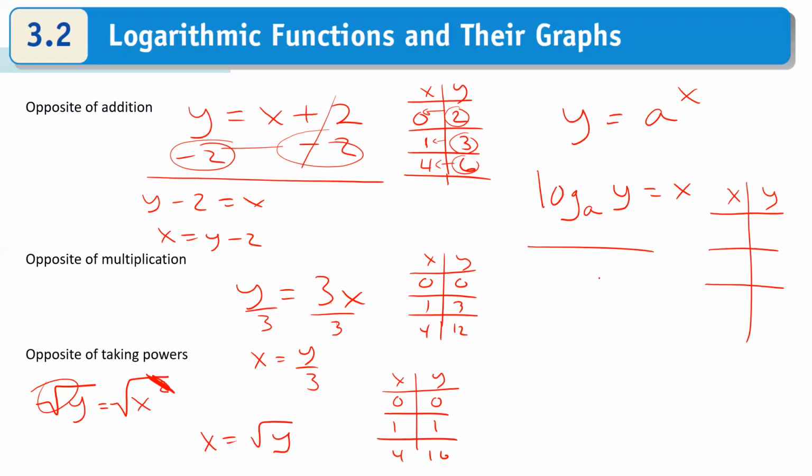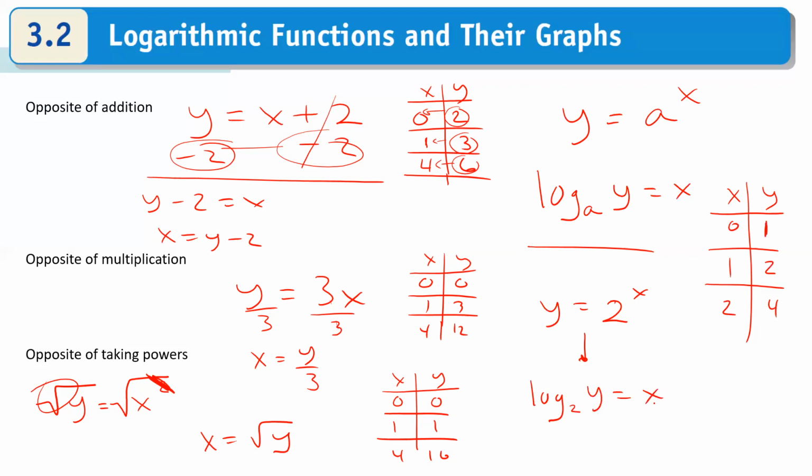So let's see how this works. So y is equal to 2 to the x power. We know we've done that before. So 0, 1, 2. 0 in here gets us, any number to the 0 power is 1. 2 to the 1 power is 2. And 2 to the 2 is 4. Okay. So now let's switch it around. So it's going to be log base 2 of y is equal to x.